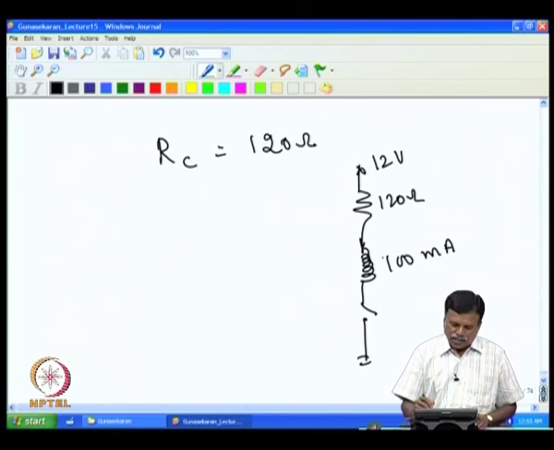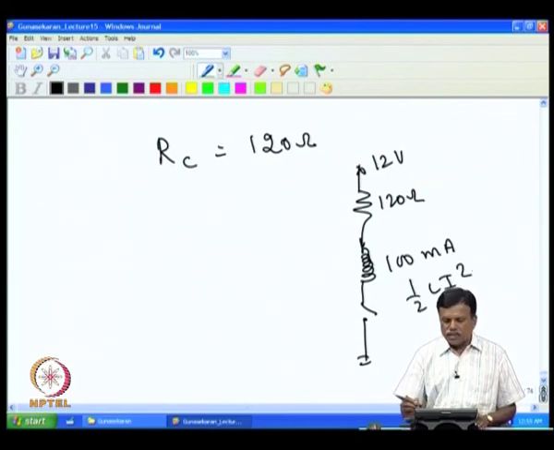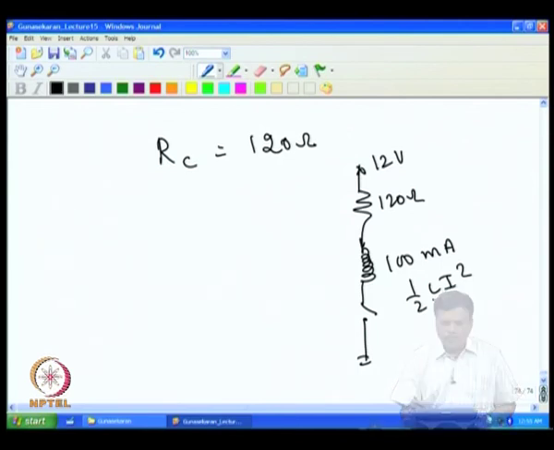And then there is a current flowing through the coil, and it has an inductance. So, the energy stored in the inductance is half Li square. When current is flowing through it, if we take the inductance, it will be about 40 to 50 millihenry, and I is 100 milliampere. So, a certain amount of energy is stored in this, and the current is flowing like this.